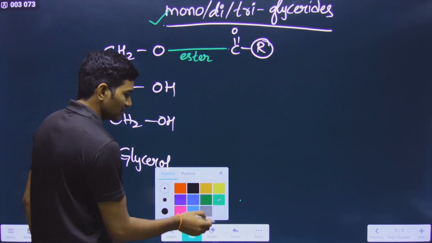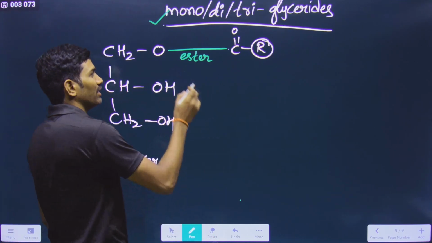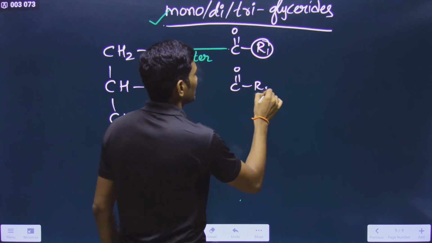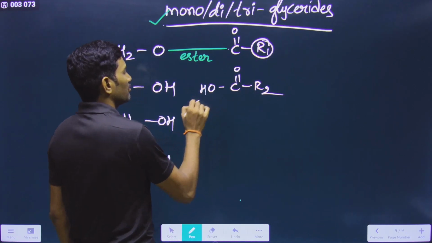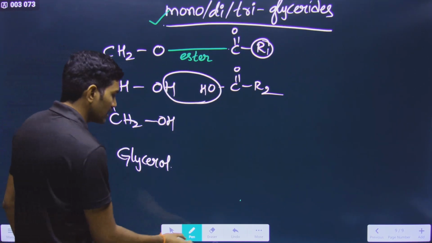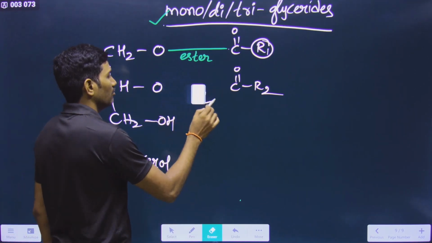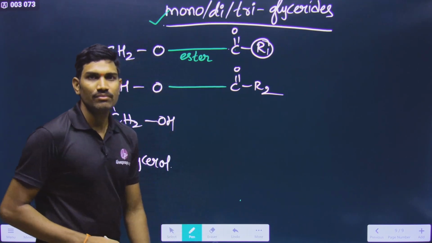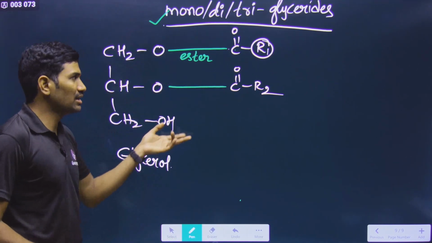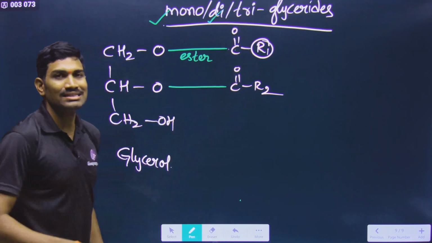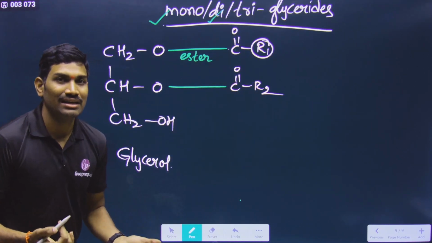Completed. Next one. If one more fatty acid is attached, suppose this is R1, this is R2. Here once again a water molecule is removed. Same reaction. And now an ester bond is formed here also. Now on a single glycerol, 2 fatty acids are present. If 2 fatty acids are present, it is called diglyceride.